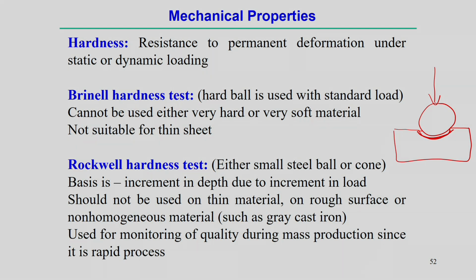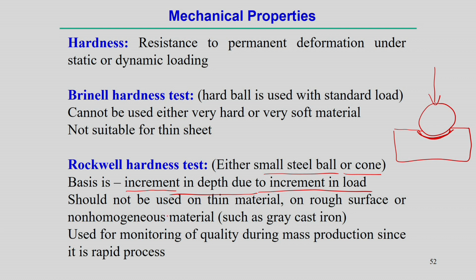For example, the Rockwell hardness test. In these cases we can use either a very small steel ball or a cone type indenter, because we ensure that with the application of a small load some indentation will be created. The basis is the increment, but in these cases we do not directly measure the absolute value of the indentation. Rather, with changing the load, we measure the increment of the indentation depth due to the increment of the load, and then we can correlate it to the hardness scale, and we represent the hardness.